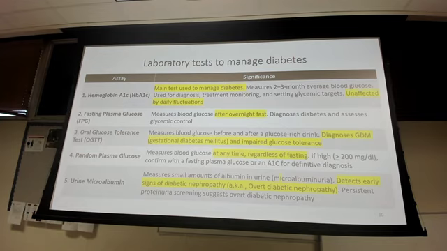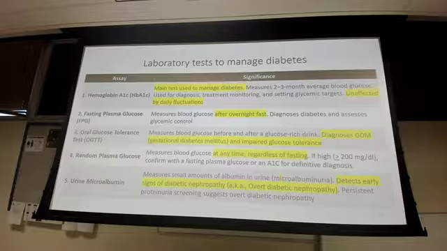Then you have your fasting blood glucose, right? That usually consists of an overnight fast. We usually tell, or you all usually tell your patients to fast 8 to 12 hours before taking this test. They can take their prescribed medication and don't need anything else before this test. And this also assesses the glycemic control.